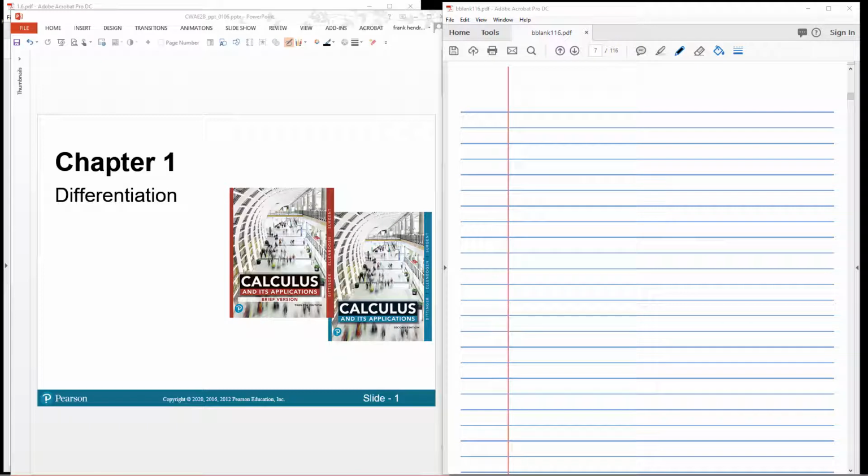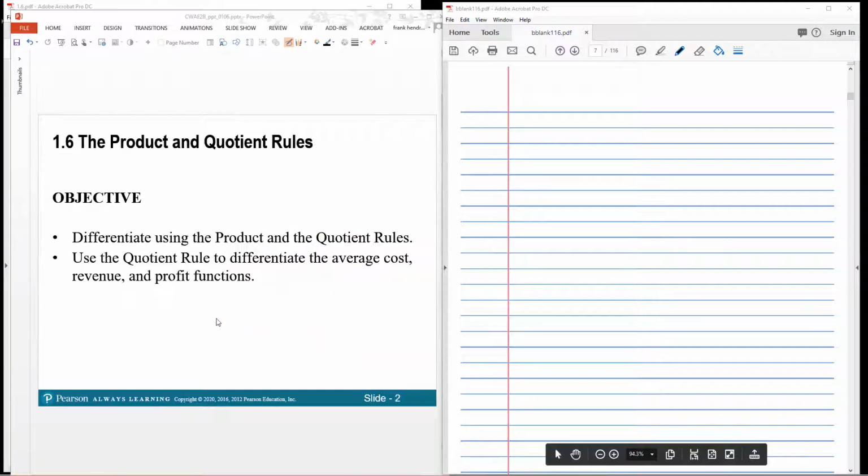Differentiation. Objective: product and quotient rules. Differentiate using the product and quotient rules.